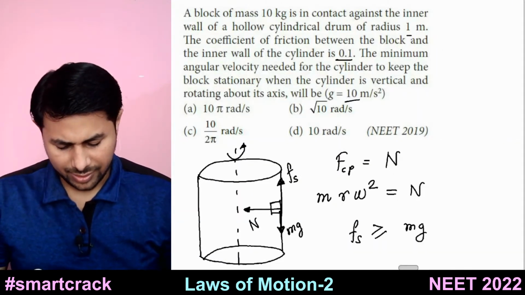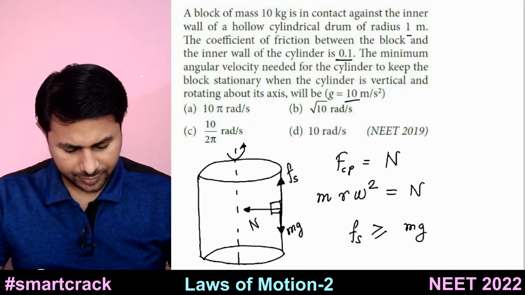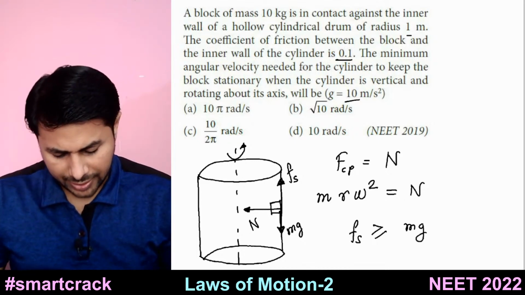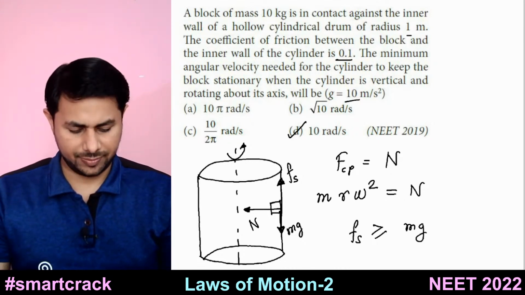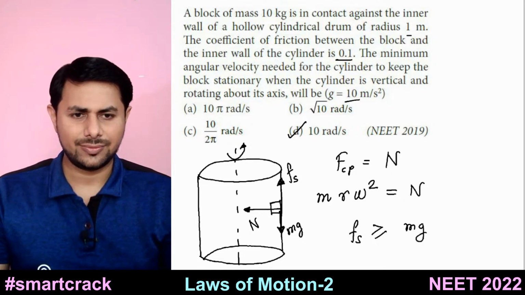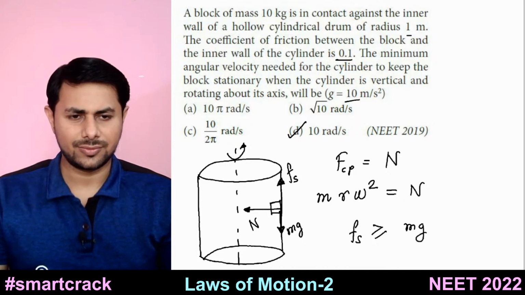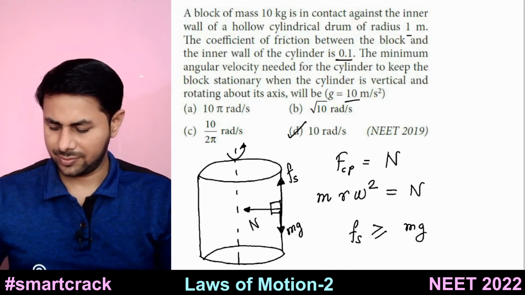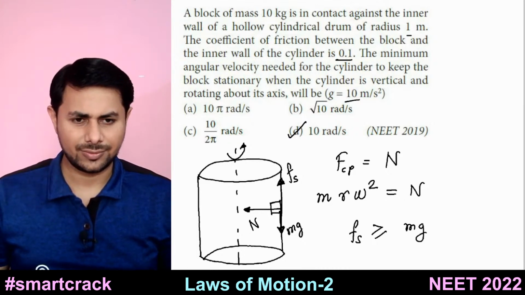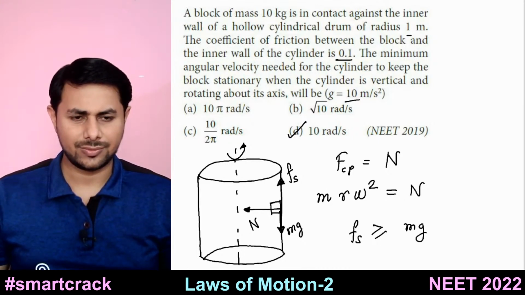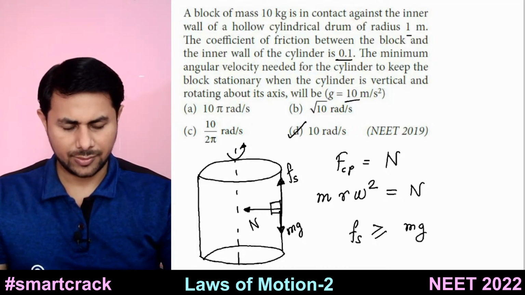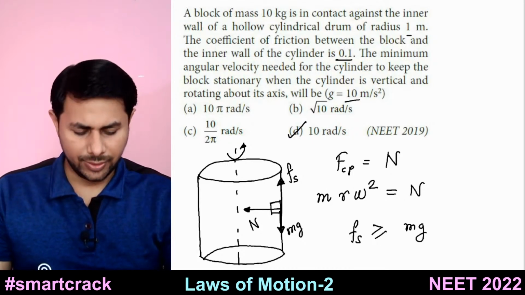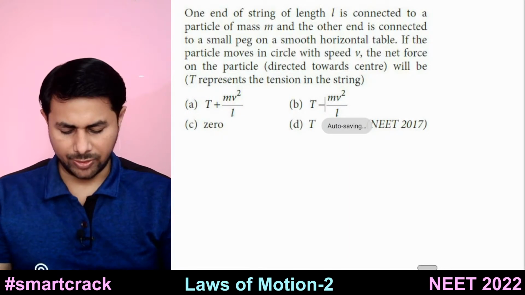We want to find out the angular velocity and it should be greater than or equal to 10 radians per second. So it is option D, right? So is it clear? Okay, let's move on to the next problem.